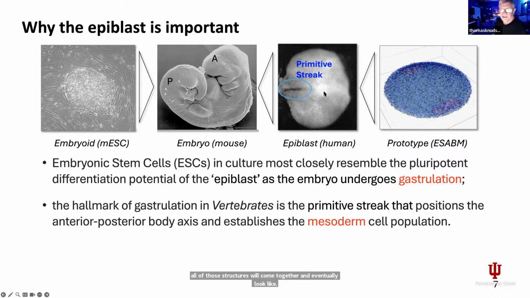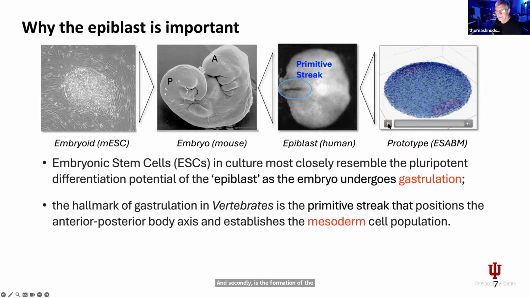And the other thing that is important about the primitive streak is that the mesoderm, which is the tissue that forms most organ systems in combination with different epithelial cells, is actually formed at this time in development. And so you have two important things going on. Number one is the establishment of the anterior-posterior body axis, and secondly is the formation of the mesodermal population.